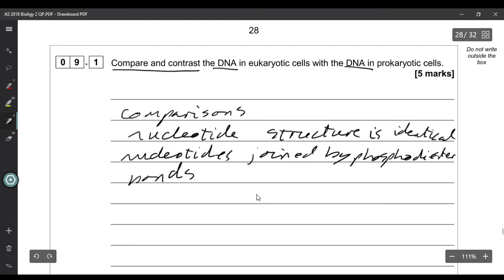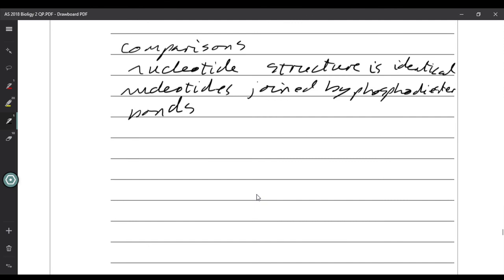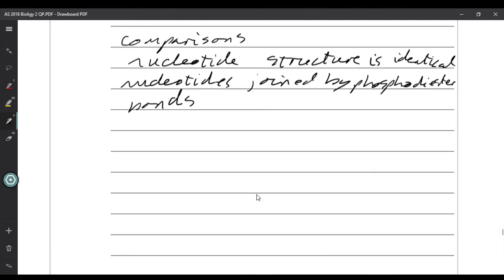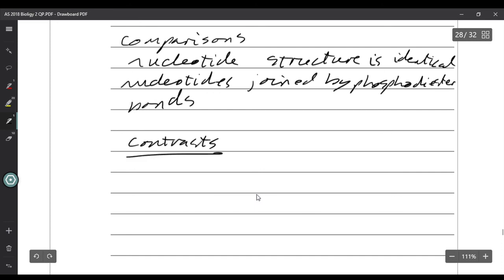Okay, so now we can give some contrasts. Now, when it's contrasts, it has to compare one to the other. You can't just mention one of them. You've got to compare it to the other. So I'll give some examples. So for the contrasts, we can say that in general, the eukaryotic DNA is longer than the prokaryotic. So by saying it's longer, we are comparing it to the prokaryotic. We're not just saying it's long, okay, because that's not directly comparing it with the prokaryotic.